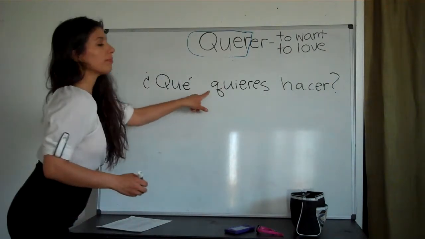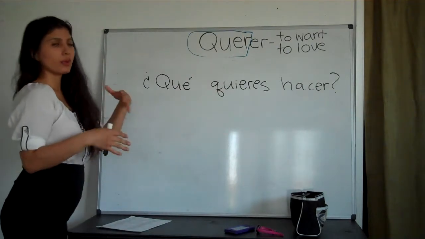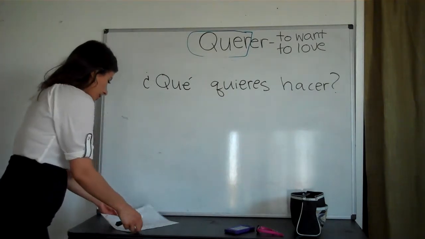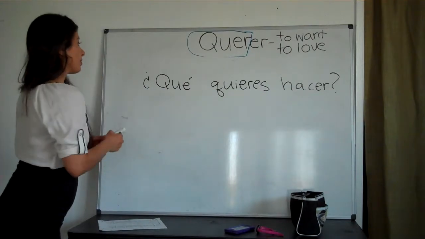And this is the tú form. If you're talking to someone, tú versus usted. Usted is when you're showing respect, because tú and usted both mean you. So let's take a look at this. So what do you want to do?